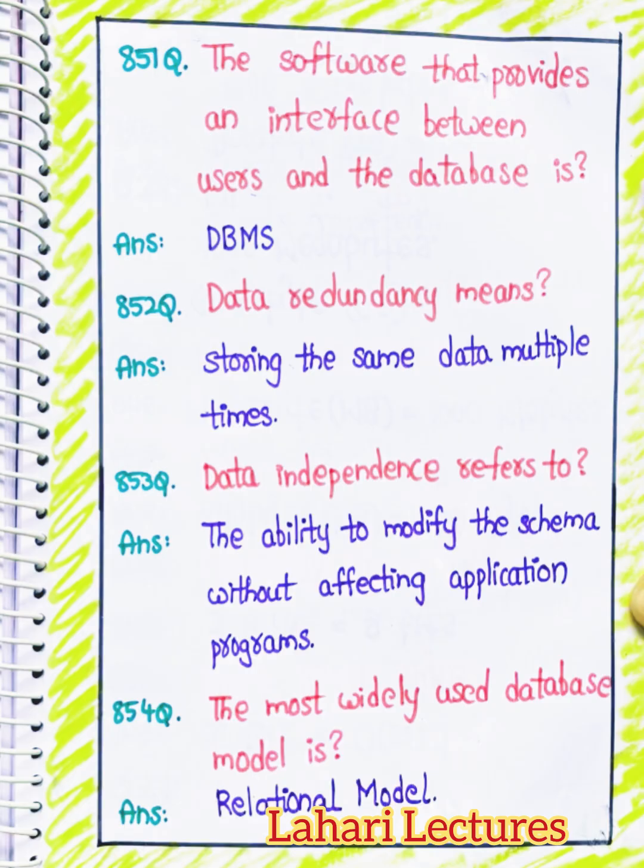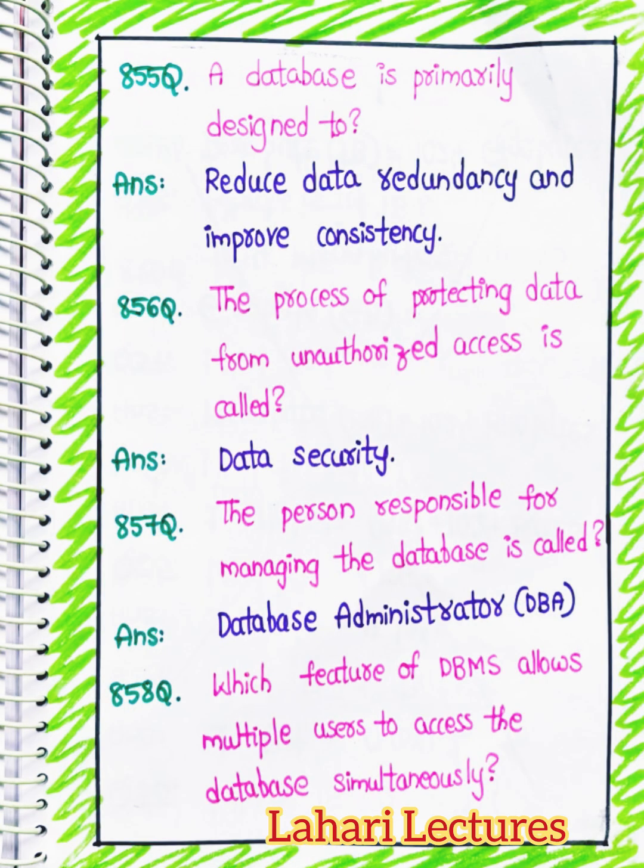to 900. Let's watch. First question, the software that provides an interface between users and the database is DBMS. Next question, data redundancy means storing the same data multiple times. Data independence refers to the ability to modify the schema without affecting application programs. The most widely used database model is relational model. A database is primarily designed to reduce data redundancy and improve consistency.